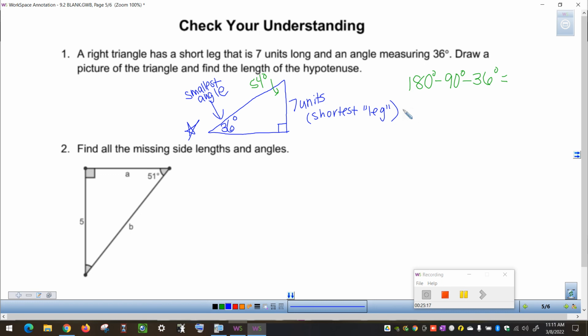So it looks like here we wanted to draw a picture, which is what we have here, and then we just want to find the length of the hypotenuse. So a little different than how some of the questions were yesterday. It's not always necessarily going to ask us to find every missing side and every missing angle. We're just going to focus on the piece that it's specifically asking for.